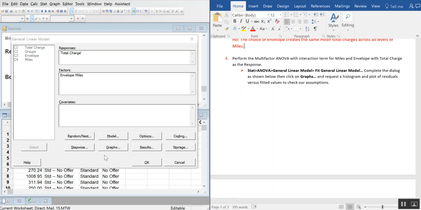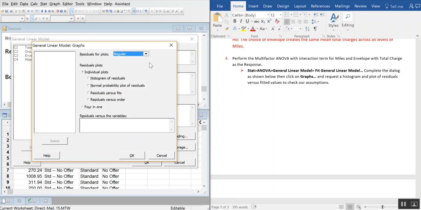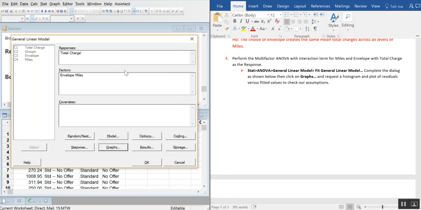Before I do that, though, I'm going to ask it to give me some graphs so that I can check the nearly normal condition. That should be good. Actually, I'm going to change this to standardized. All right. I bet you the histogram for this is going to look awful. Anyway.